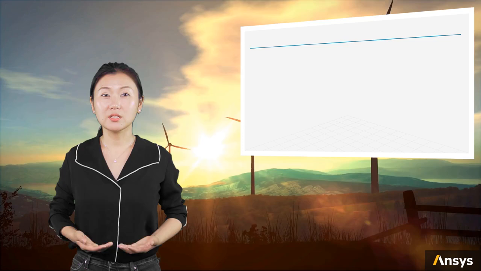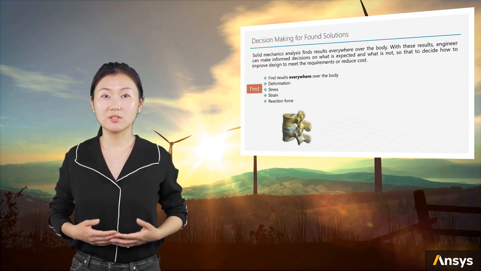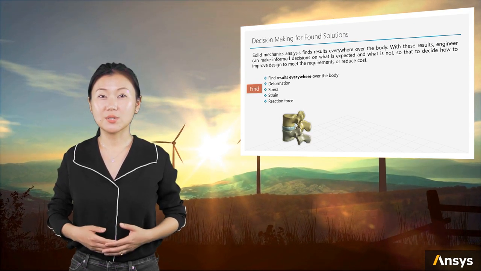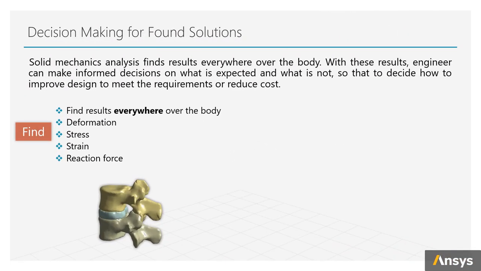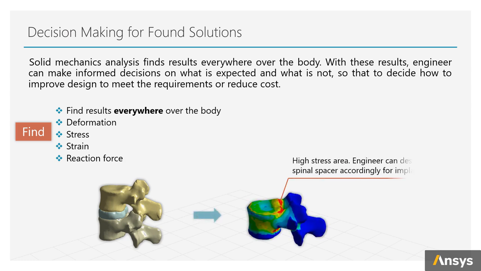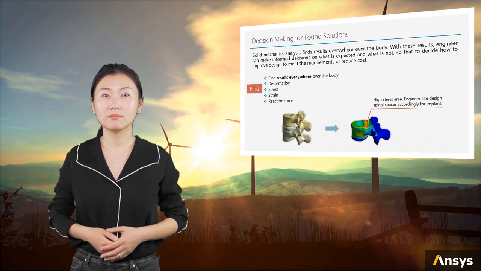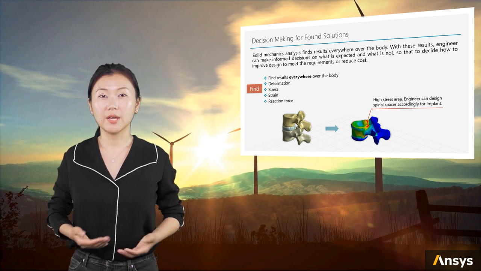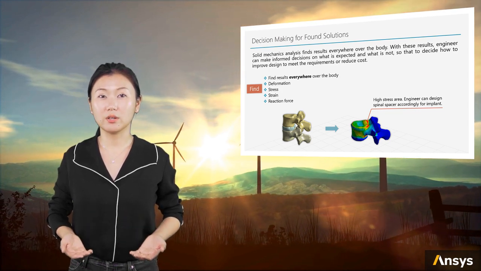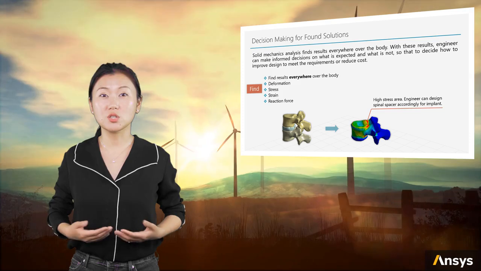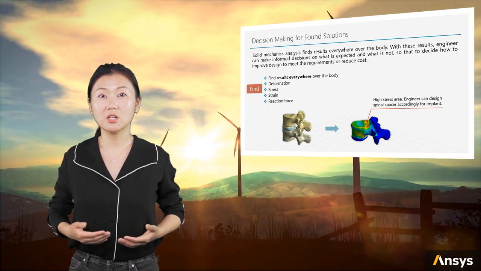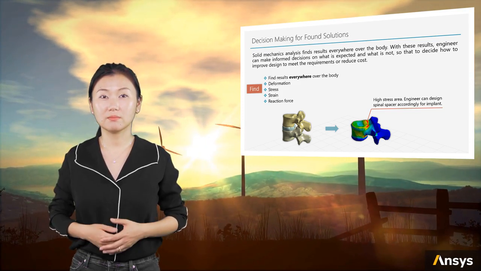As for the find part, solid mechanical analysis finds results everywhere over the body. These results include deformation, stress, strain, reaction force, etc. With these results, an engineer can make informed decisions on what is expected and what is not, so that you decide how to improve the design to meet the requirements or reduce cost. In this lumbar section problem, engineers can identify high-stress areas. Such information can be used to determine if a spinal spacer is needed or how the spacer should be customized.